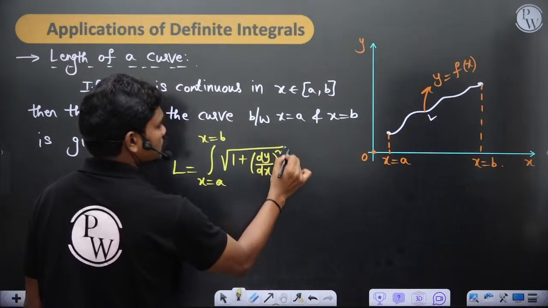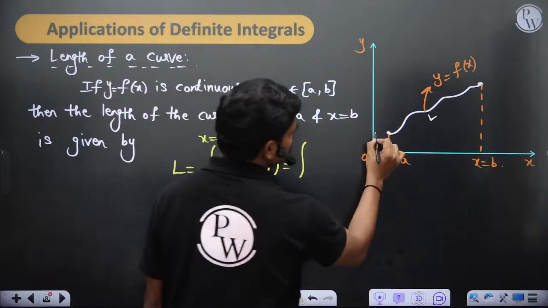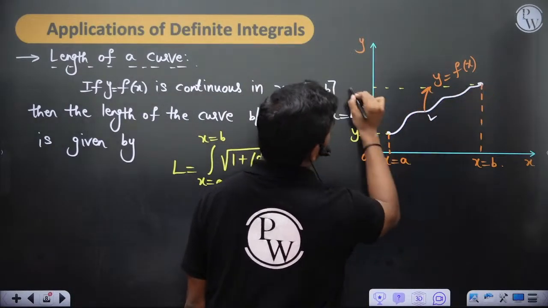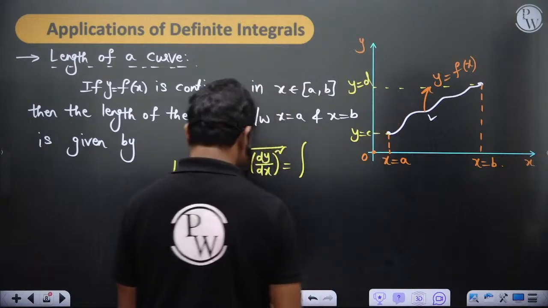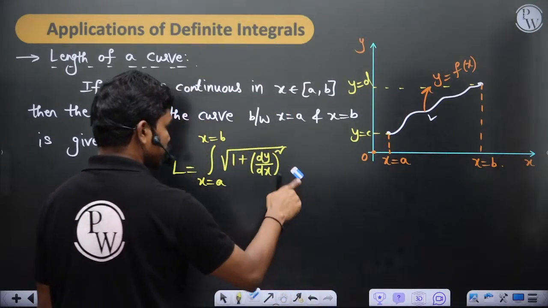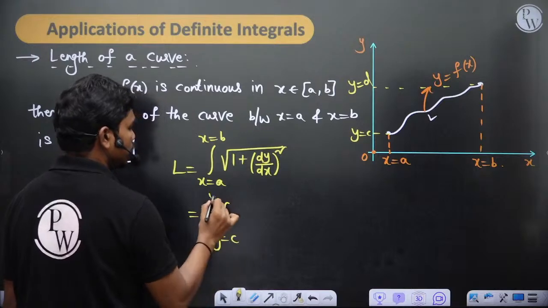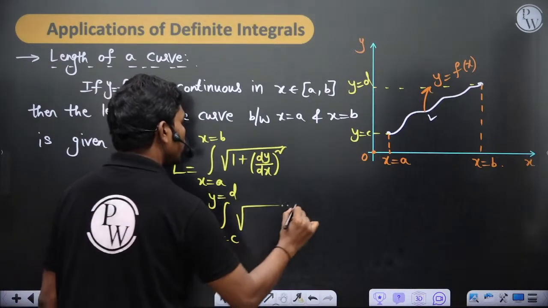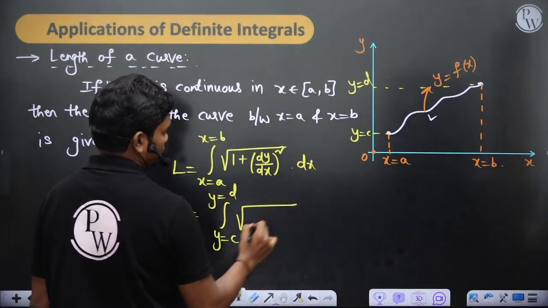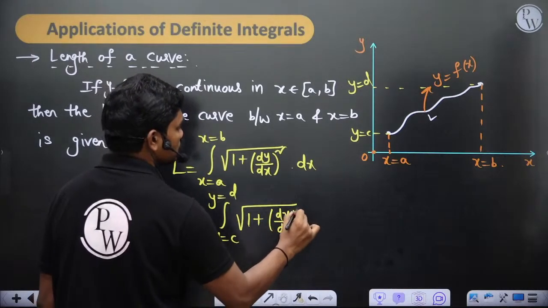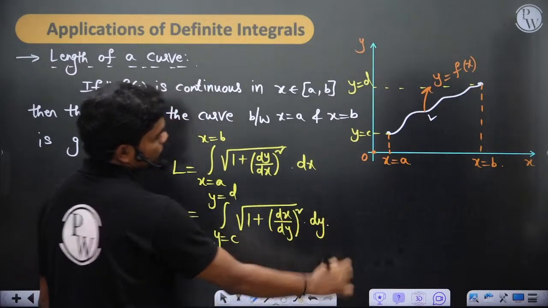square, which would also be same as integral, if this value is y equal to c and if this value is y is equal to d, this integral would have also been equal to integral y is equal to c to y is equal to d root of 1 plus dx by dy whole square times dy actually here.